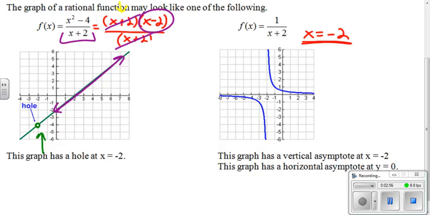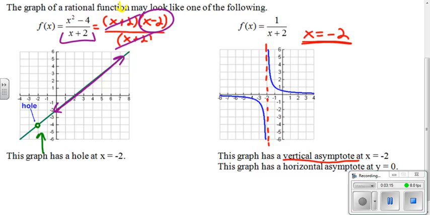Well, in this case, because that factor didn't cross out from the top and the bottom, it becomes what we call a vertical asymptote. The vertical asymptote is this imaginary line, x equals negative 2, which the function gets very, very close to, but will never actually touch.